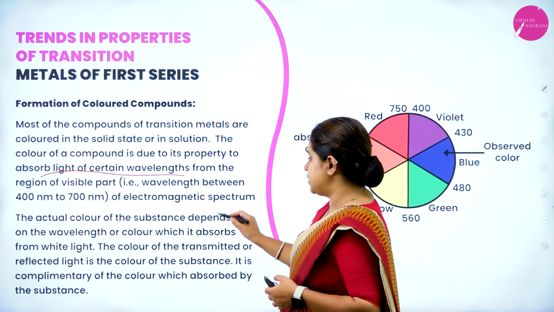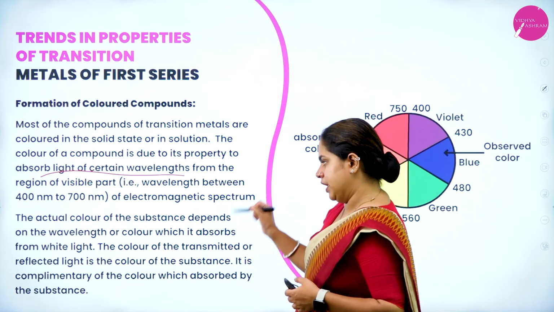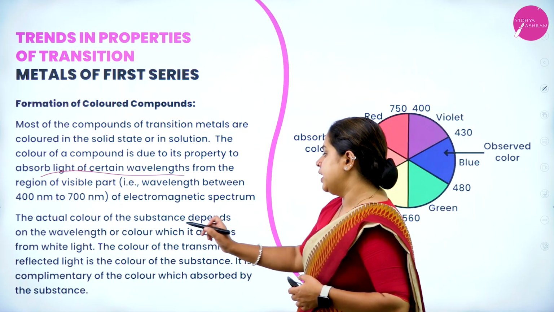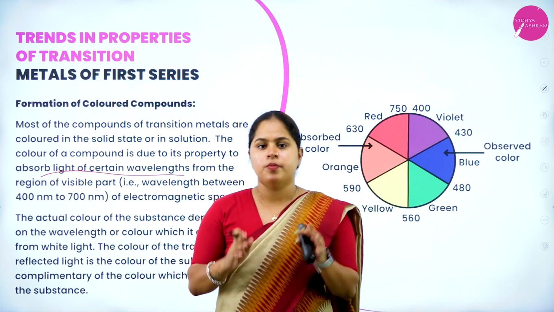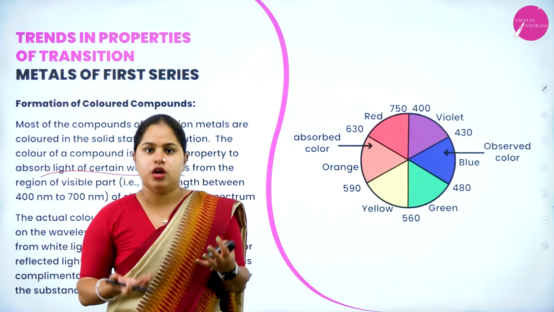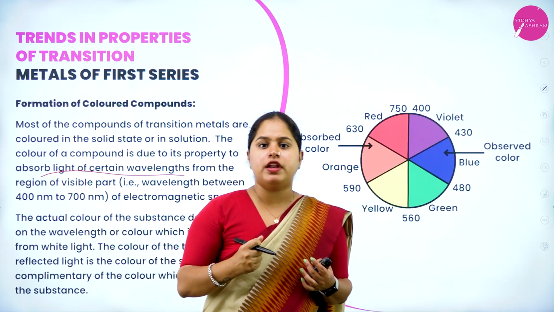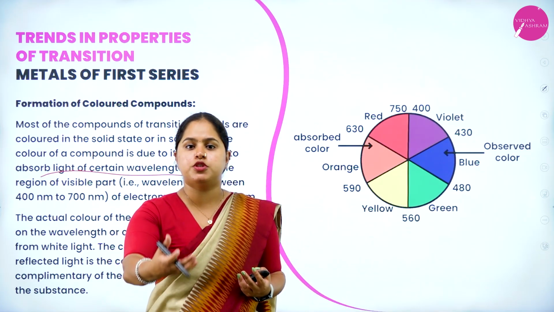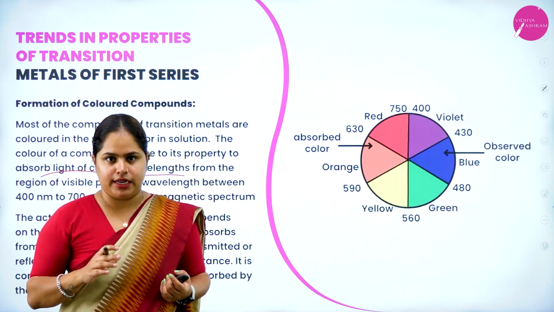The actual color of the substance depends upon the wavelength or color which it absorbs from white light. The color of the transmitted or reflected light is the color of the substance. It is complementary to the color which the substance absorbs. So, what it means is, if you are able to see a color in that particular compound, it is because it is absorbing a particular wavelength from the visible light. That is, the D block elements have the ability to absorb certain wavelengths of light from the visible region.